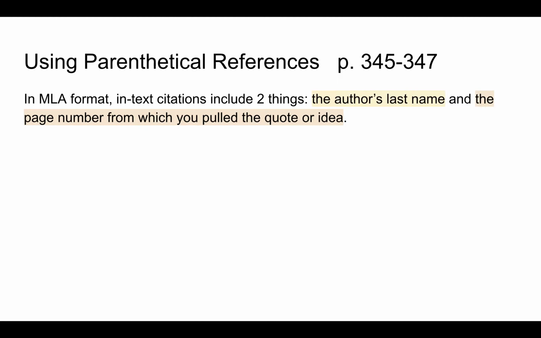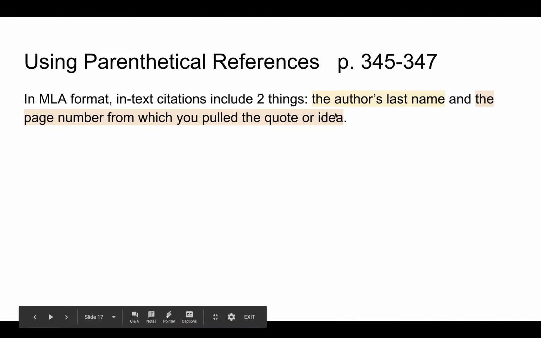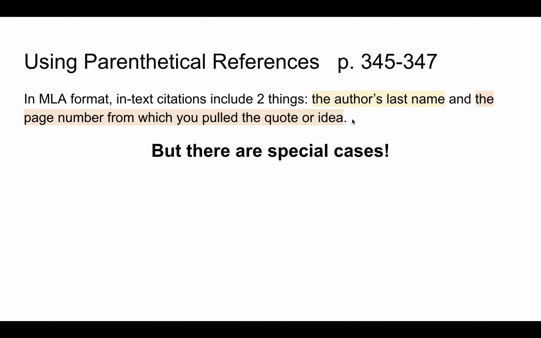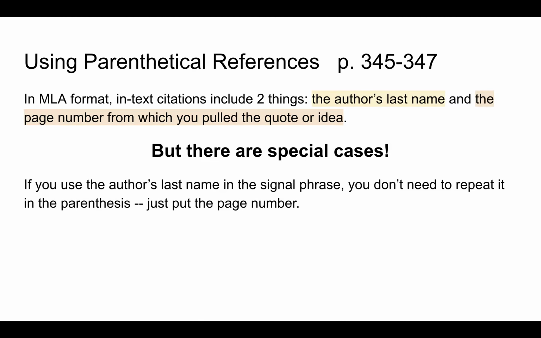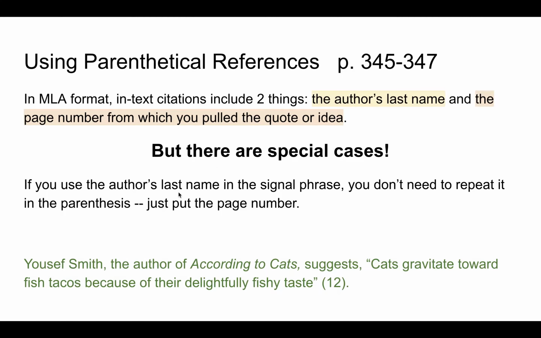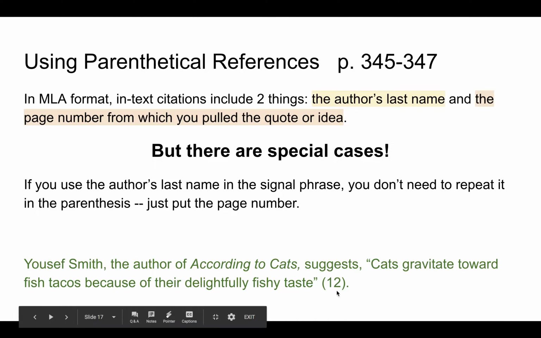Okay, so on page 345, 347, it's a really helpful breakdown of what to put in those parentheses. So how to actually cite your quote, how to actually cite your paraphrase within your paper as you go. In MLA format, in-text citations include the author's last name and then the page number from which you pulled the quote or idea. In that order, author's last name, page number. But what do you do if you already used the author's name in the signal phrase, like the author says, comma, quote? In that case, you just put the page number in parentheses because you've already used the author's last name here. It would be redundant to again put Smith 12 here. I already know it's Smith by the signal phrase.